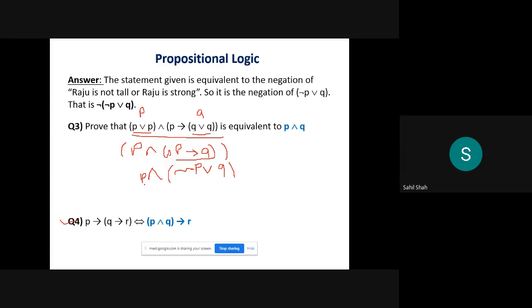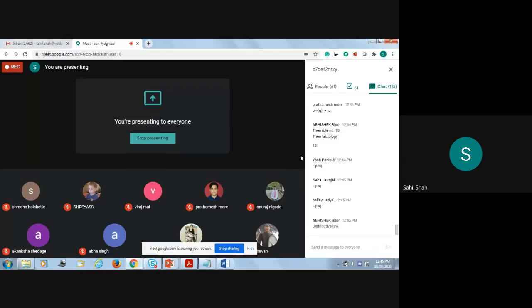P conjunction negation P in one bracket using law of distribution, or comes outside and in bracket P conjunction Q. So this result P conjunction negation P will be false. Okay, or comes outside P conjunction Q. What is false or P conjunction Q? Everything which is disjunction. Okay, false disjunction P conjunction Q. We will have our result as P conjunction Q. I hope you are getting.